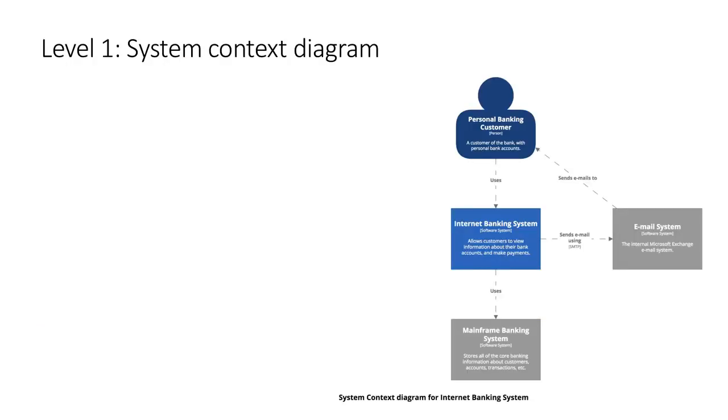On the highest level, we have the System Context Diagram. A system context diagram is a good starting point for diagramming and documenting a software system. It allows you to step back and see the big picture. So we can see, for instance, on this diagram, a personal banking customer. This personal banking customer interacts with the internet banking system, and this banking system interacts with some external systems like an email system or a mainframe banking system. So it's the highest level of abstraction.